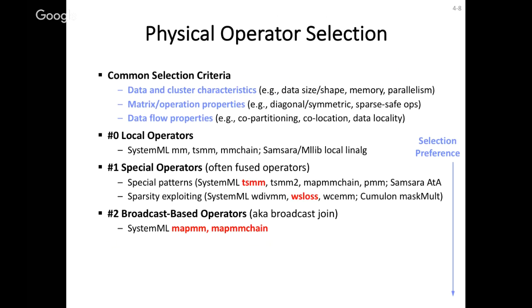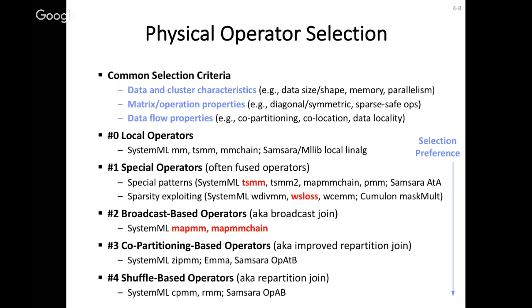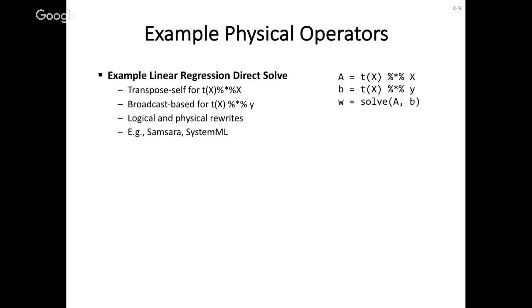The next preference step are usually broadcast-based operators, where one input is very small and we just broadcast it to all the executors and again stream our large input matrix into those physical operators. If those operators do not apply, then we fall back to either partitioning exploiting join-based operators, or the real worst case are really repartition, similar to repartition joins, full shuffle-based operators where we have to shuffle our matrices, bring them together. Now let's use an example.